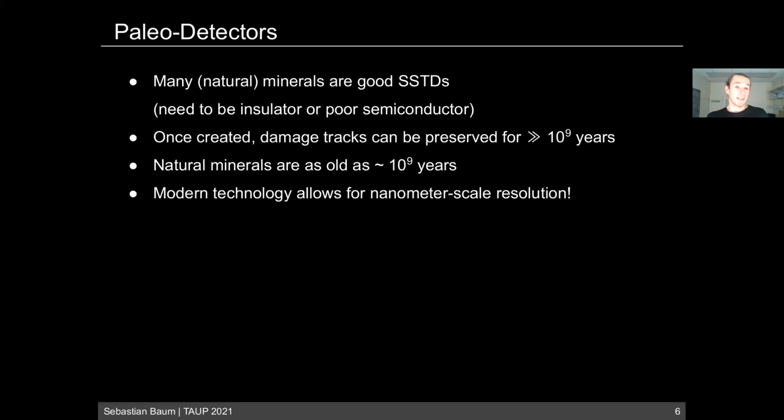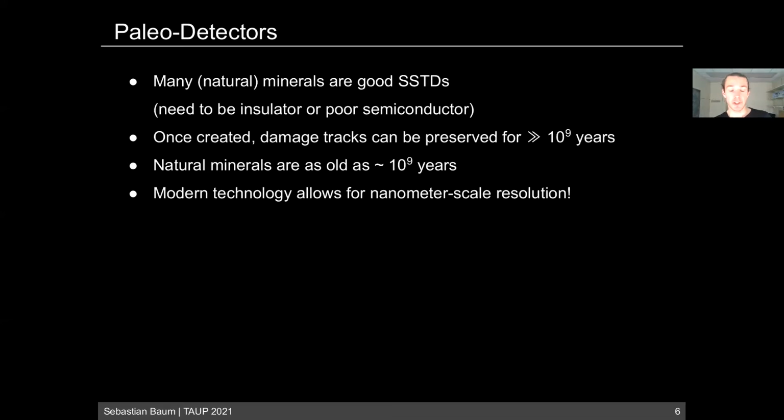What I hope these pictures on the last slide have convinced you of is that those damaged tracks are real. In many natural minerals, once a nuclear recoil happens, you will impart a damaged track. In many minerals, once such a damaged track is created, it will be around for more or less forever. The time scale over which these damaged tracks disappear is many, many orders of magnitude longer than 1 billion years. For example, in diamond, it's something like 10 to the 50 years.